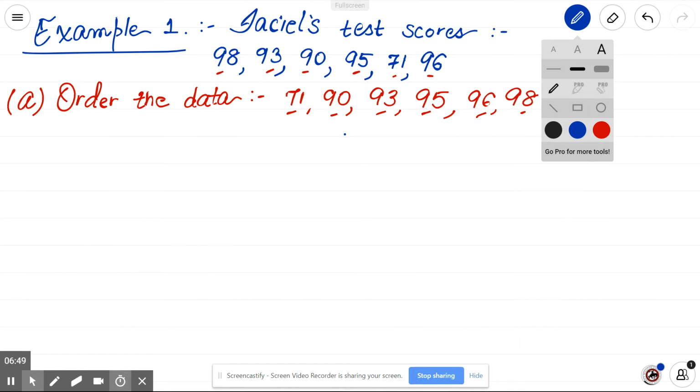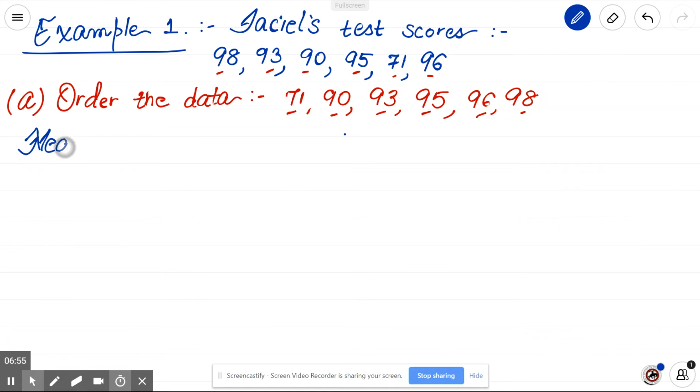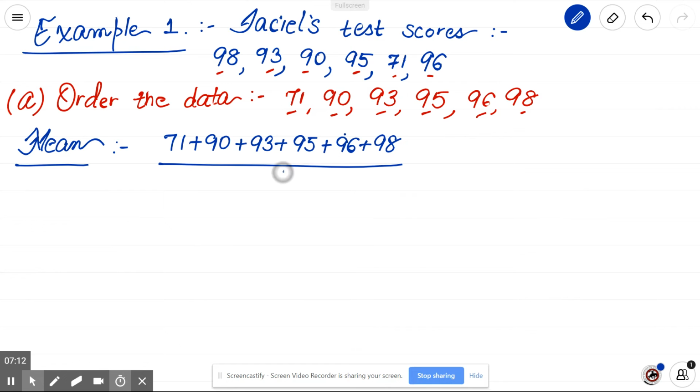Next up, we will calculate the mean of the data set. So the mean of the data set will be, we will add all the values, 71 plus 90 plus 93 plus 95 plus 96 plus 98 divided by 6. 1, 2, 3, 4, 5, 6. I have 6 values here. So after solving that, students, my answer should be 90.5. So hopefully you have calculators and you can check if you get the same answer. All right. Next up, I will have median.